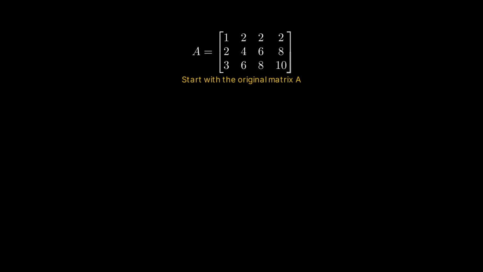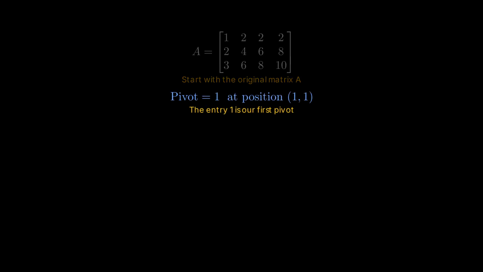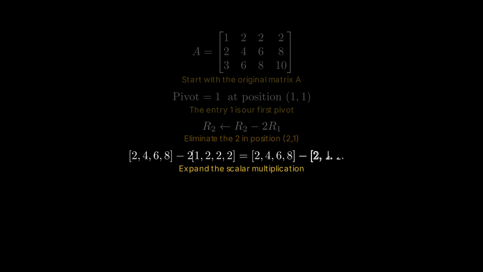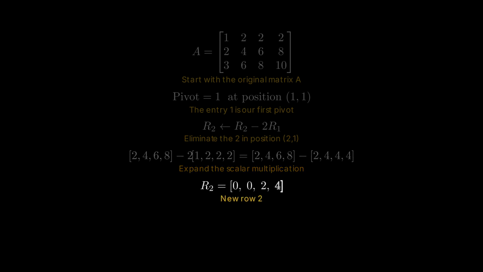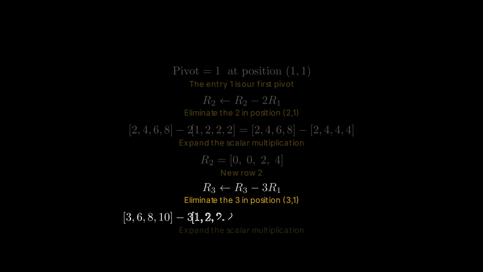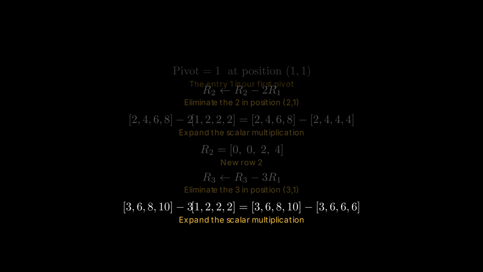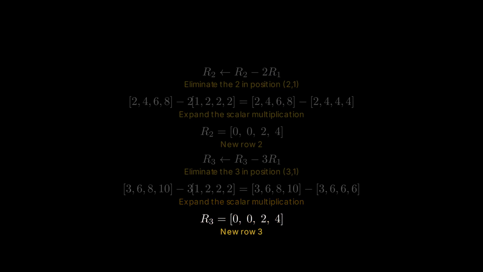The first pivot is 1 in position row 1, column 1. We now eliminate below it. For row 2, we compute R2 minus 2 times R1. Take the row 2, 4, 6, 8, and subtract 2 times 1, 2, 2, 2, which gives 2, 4, 4, 4. Subtracting, we get 0, 0, 2, 4. Next, for row 3, we compute R3 minus 3 times R1. Take row 3, 6, 8, 10, and subtract 3 times 1, 2, 2, 2, which is 3, 6, 6, 6. That gives 0, 0, 2, 4.